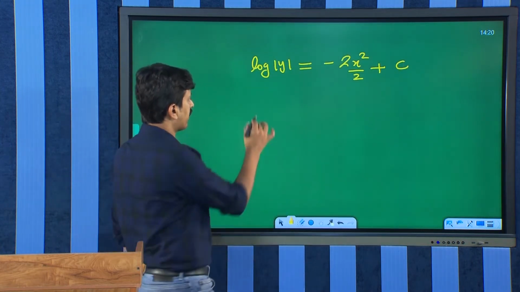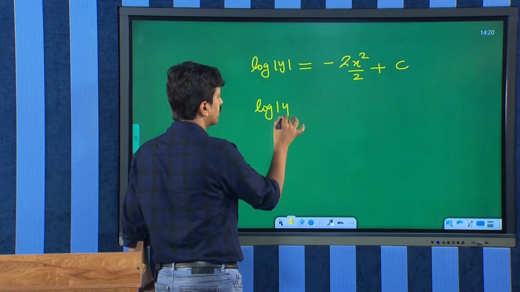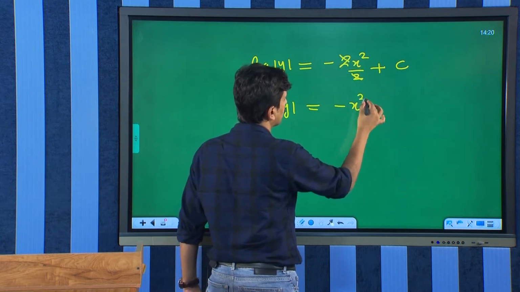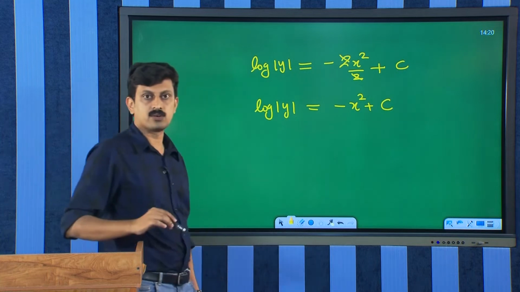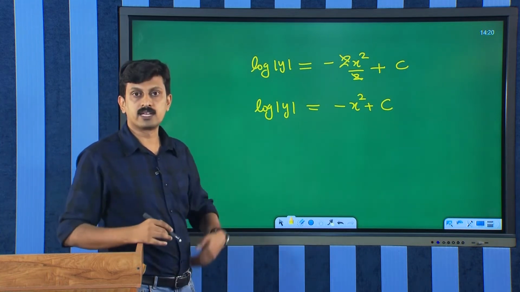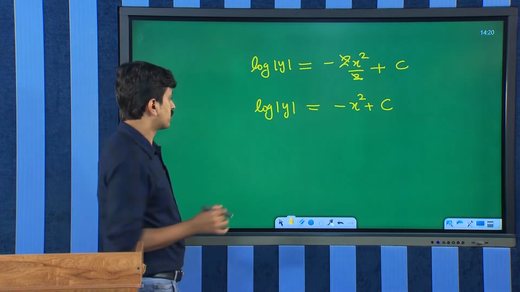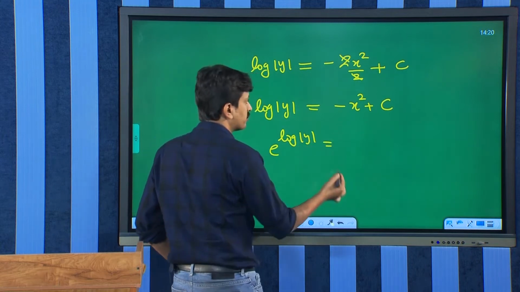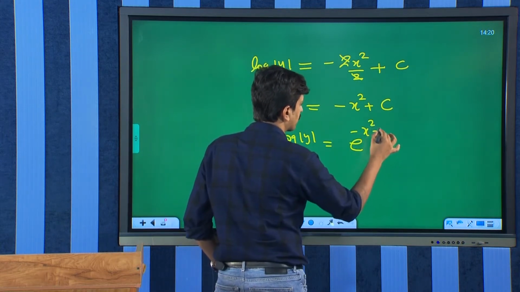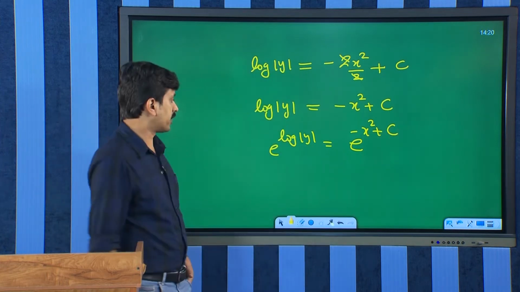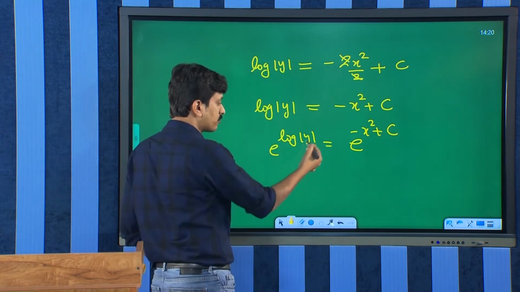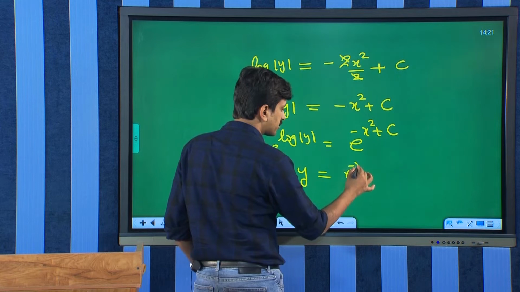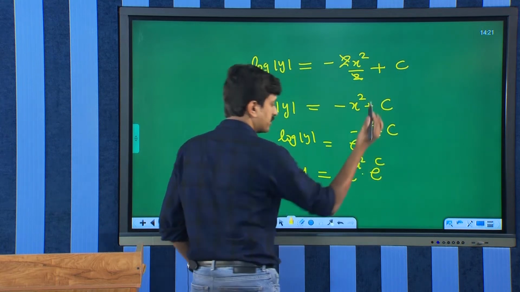So, we have log mod y is equal to, we can cancel this and this, therefore minus x square plus c. Okay, fine, and we can take the exponential function on both sides. So, we will have e raised to log mod y is equal to e raised to minus x square plus c. e raised to log mod y is y itself, so y is equal to e raised to minus x square into e raised to c.